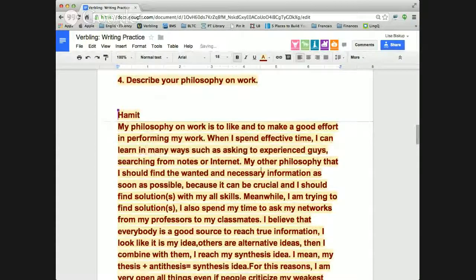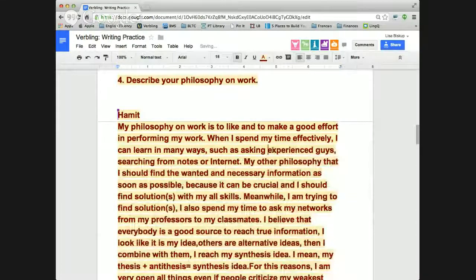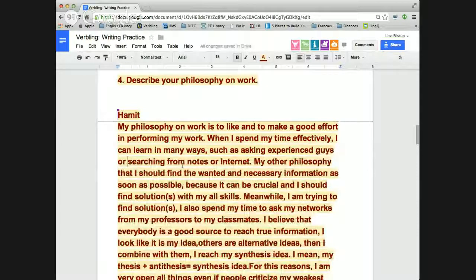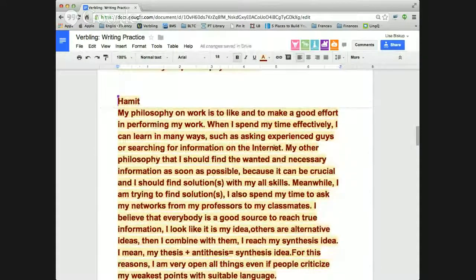I would say, we wouldn't say effective time, you would say more like when I spend my time effectively. Yeah, I can learn in many ways, such as asking experienced guys, or. Do you mean your notes, like notes that you have taken already? Searching information. I forgot to write searching information. Okay, searching for information on the internet. Or from the notes. I mean, there are some experienced guys, and they took some notes.